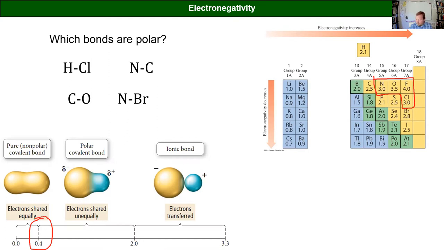So if this chart is not sitting in front of you and you need to answer this question, just look at: do I have nitrogen, oxygen, fluorine, or chlorine attached to anything else? If you do have this chart, then just do your quick subtraction and compare it to carbon and hydrogen.